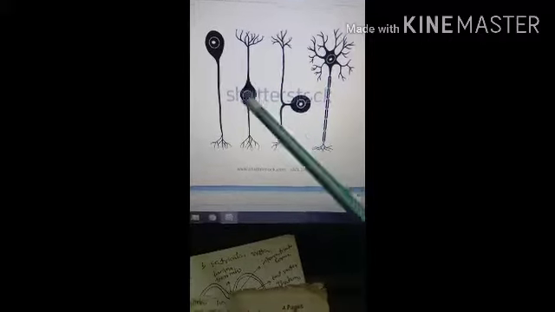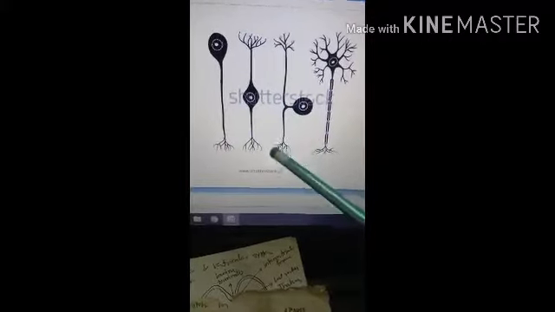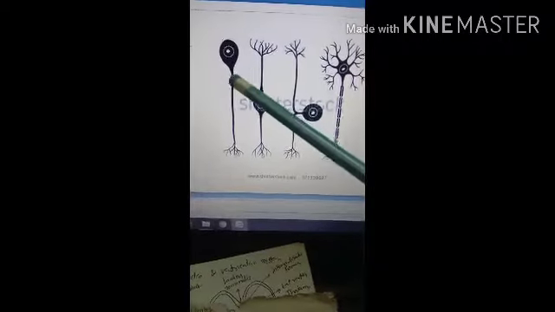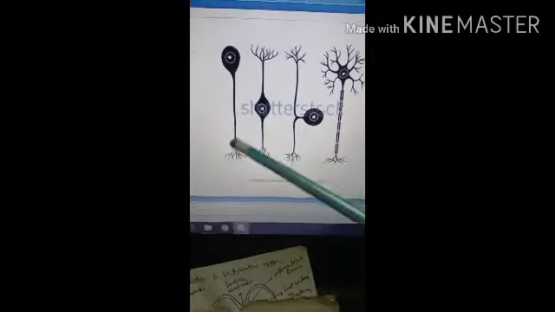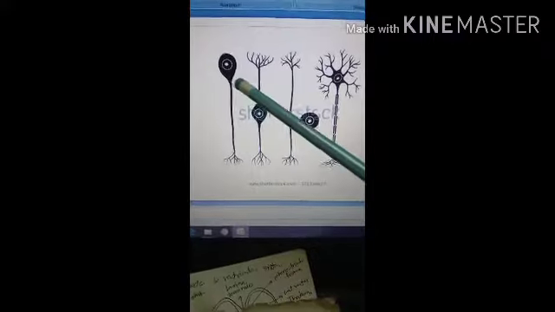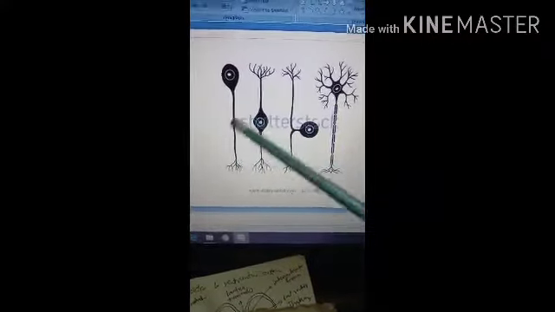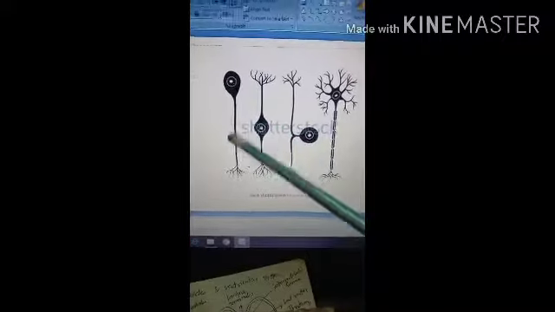You can see that this is the morphological division, or the classification, of the neuron. First it is called the unipolar neuron. Here you can see that the unipolar neuron has only one process. So it is called the unipolar type of neuron, in the first diagram.